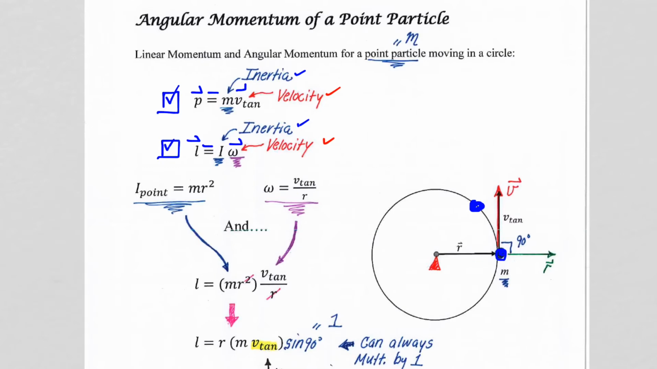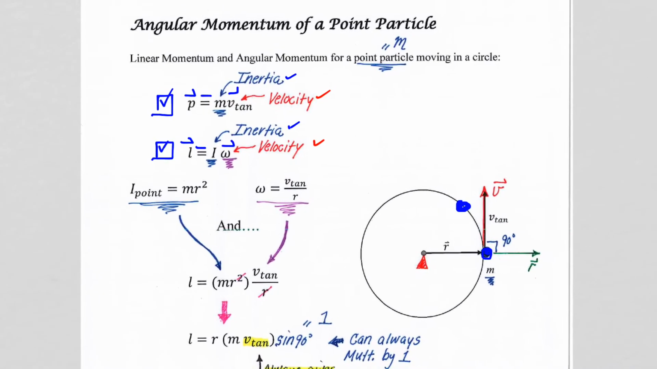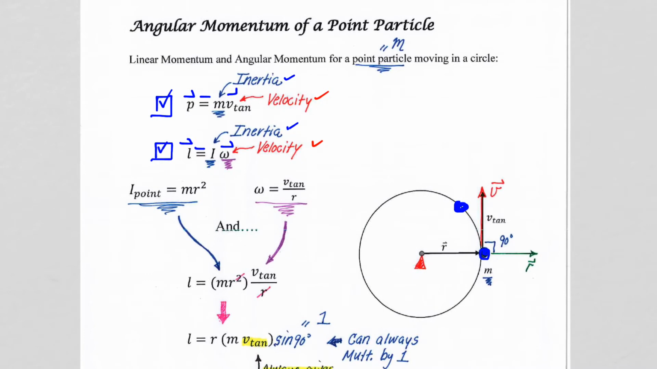Now, the moment of inertia for a point particle, as we have seen, is equal to mr squared, and that we just have to have memorized. We do not want to ever have to think about what's the moment of inertia of a particle. It is mr squared for a point particle.